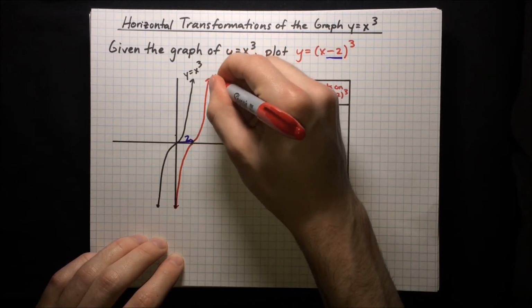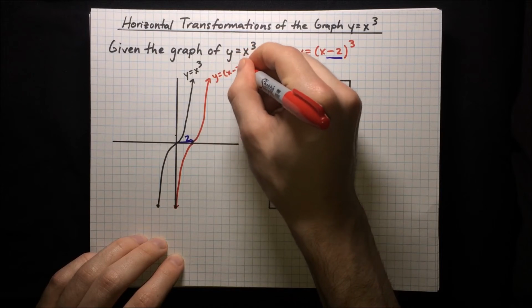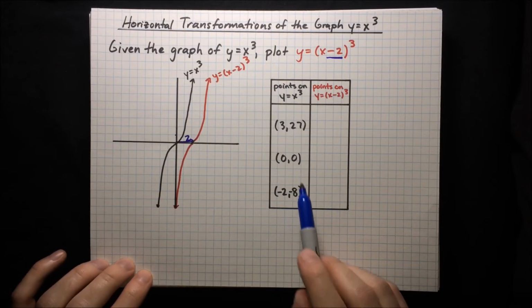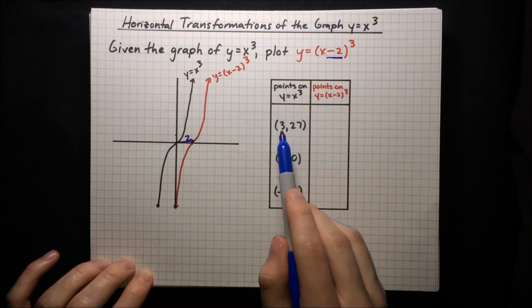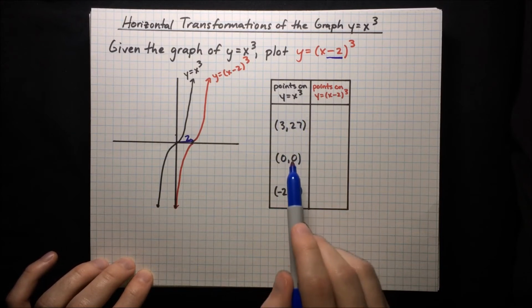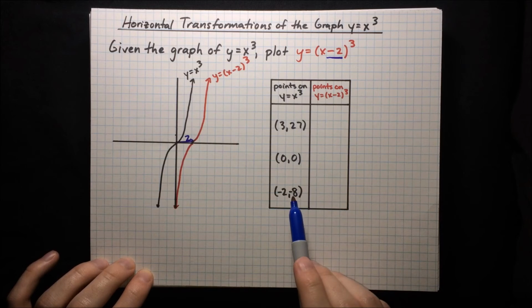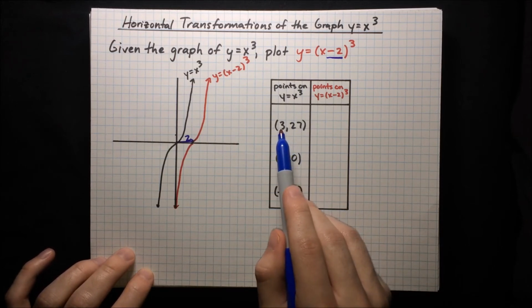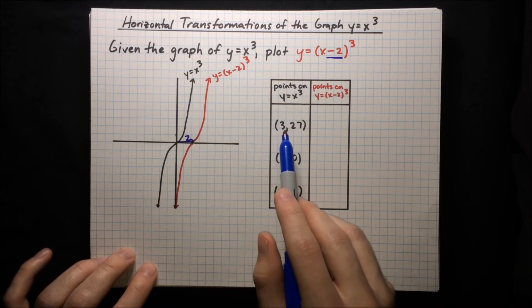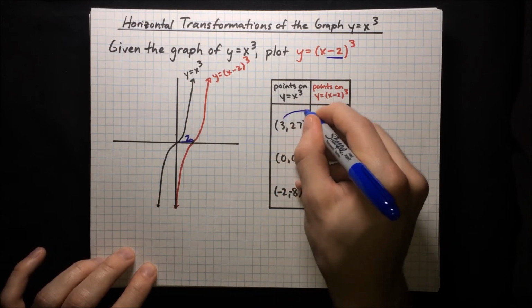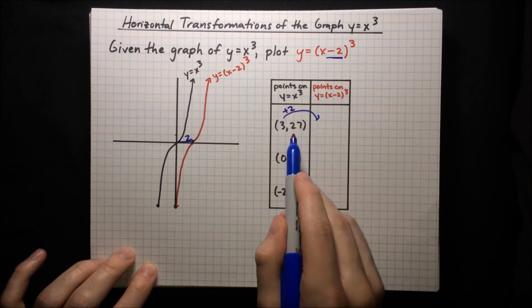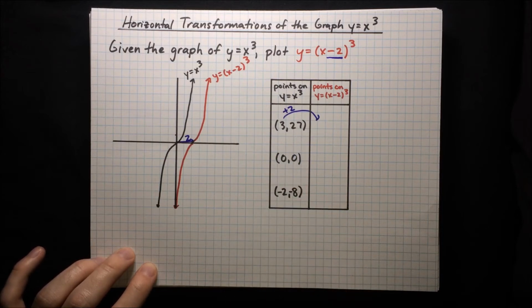So that is y equals (x minus 2) to the third. To verify that this is indeed correct, we've got a table of points here like before. We've got some points on y equals x cubed. 3 cubed is 27, 0 cubed is 0, negative 2 cubed is negative 8. And we're going to verify that if we add 2 units to the x coordinate and evaluate the new x coordinate in this new function here, then we should get the same output for the y. So let's check that.